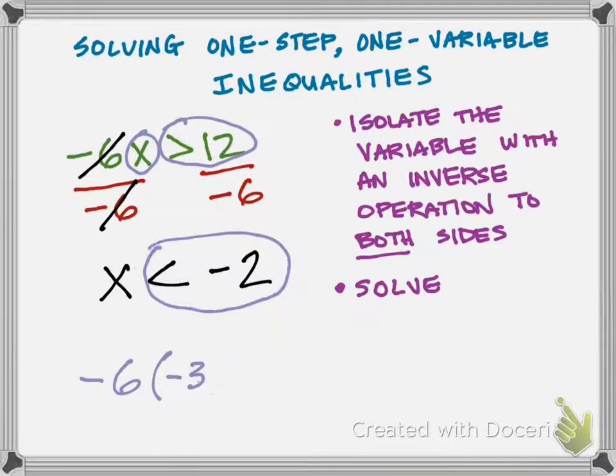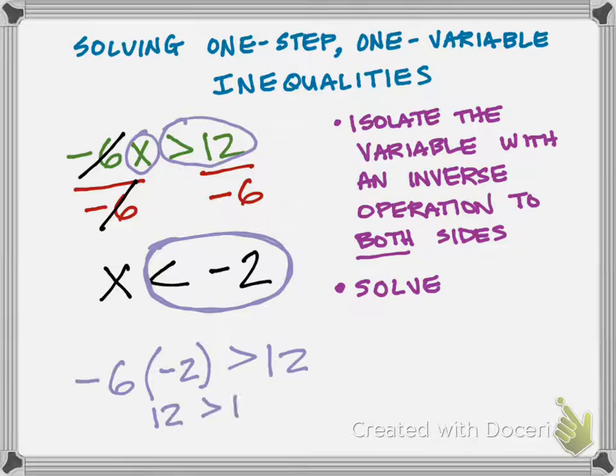Let's go back and see what happens if we choose something else. Let's try -2 itself. Remember, this can't be -2 unless it has that little line underneath saying that it can be equal to. So -2 shouldn't work. Let's plug in -2 and prove that it doesn't. -6 times -2 for x is greater than 12. Well, negative 6 times negative 2 is 12, and 12 is not greater than 12. So this is false. That is not going to work.